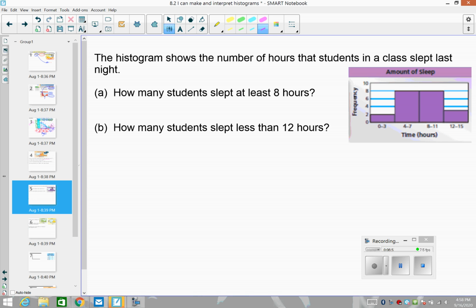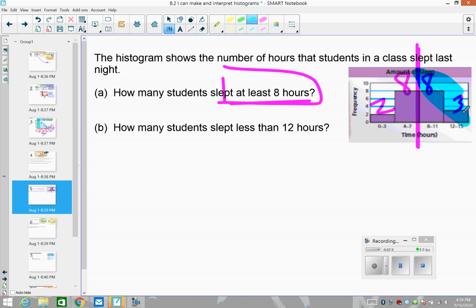All right. The histogram shows the number of hours that students in a class slept last night. So how many students slept less than 8 hours? If we take a look at that, that would be 8, and that would be 2, and that'd be 8, and this one is a little bit hard to read, but I believe it's 3. How many students slept at least 8 hours would be 8 or more hours. So all of those students slept at least 8 hours. So we would say 11 students.